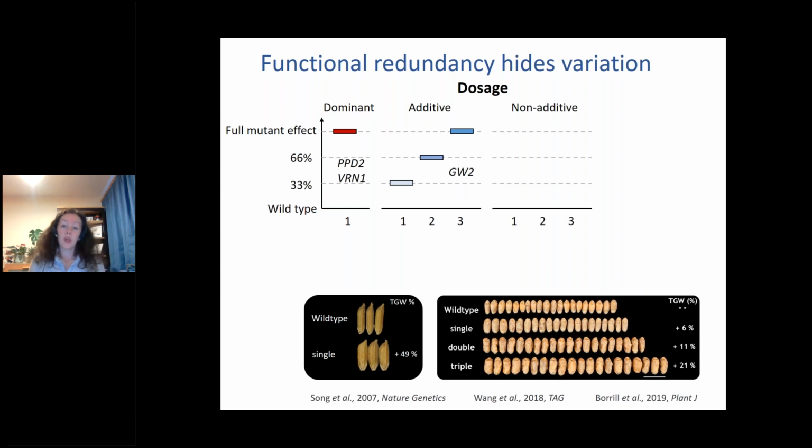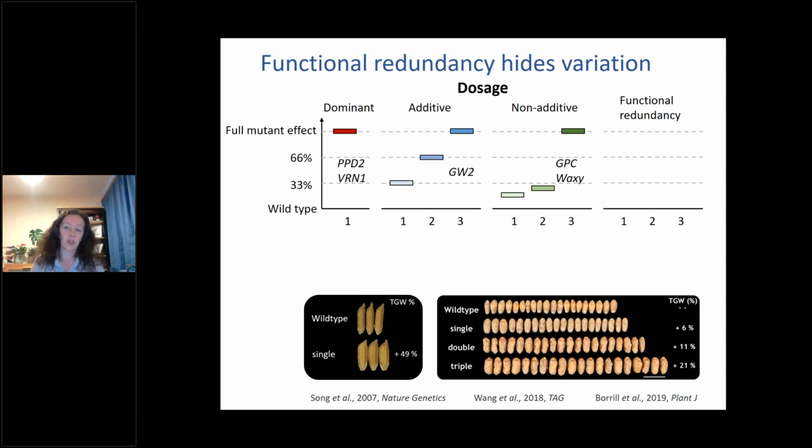As well as additive effects, we can see non-additive effects between homologs. So for example, knocking out one copy might cause a small effect. Knocking out two copies might cause another small but slightly bigger effect, whereas knocking out all three copies will cause a very strong phenotypic effect. And in wheat, again, we see examples of this type of gene. These genes include GPC, grain protein content, and the waxy gene.